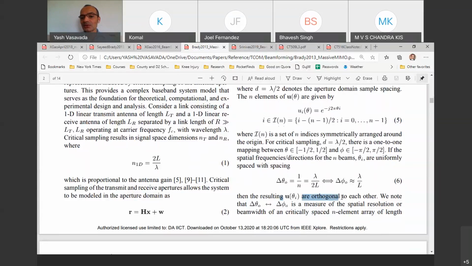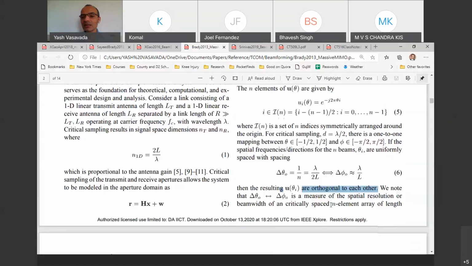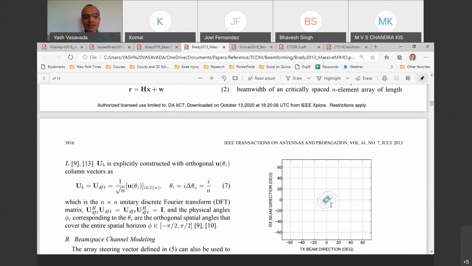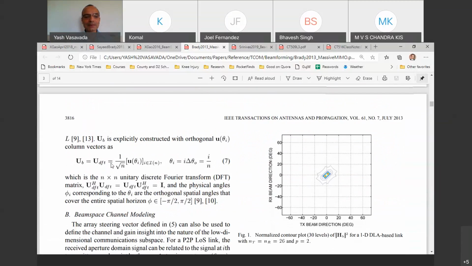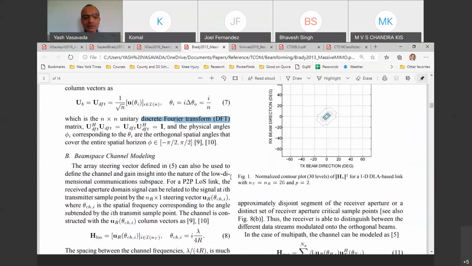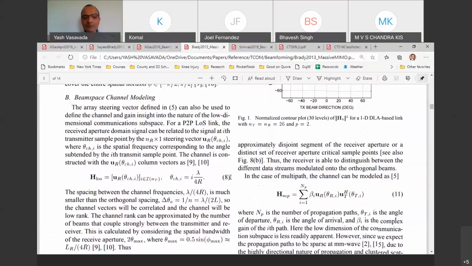And so U theta i become orthogonal, but U theta is this particular formulation, and if they are orthogonal, then they become nothing but the discrete Fourier transform matrix, which is what they're calling here. So this is the discrete Fourier transform. Okay, now let us go to their main idea.